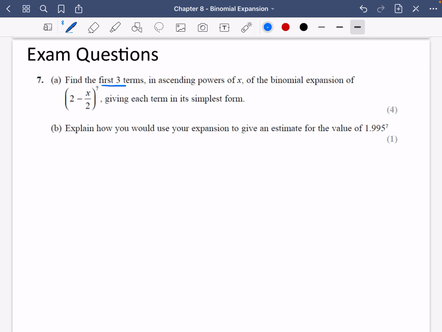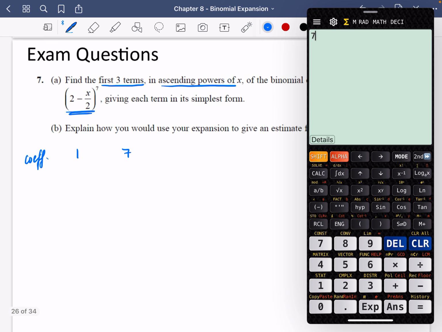So it says find the first 3 terms in ascending powers of x of this thing, simplifying all of it. Great. So we're going to be doing to the power of 7. So I'm going to do my coefficients. And then I want the first 3 terms. So I know it's going to go 1, 7, and then 7 choose 2. So 7 choose 2 is 21.